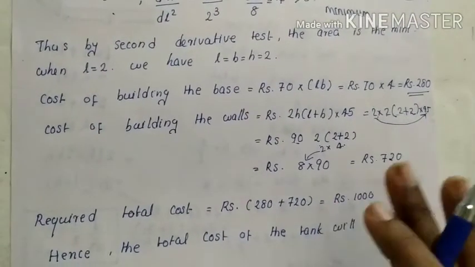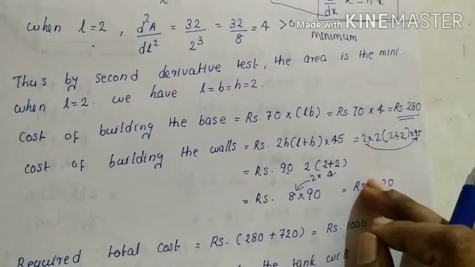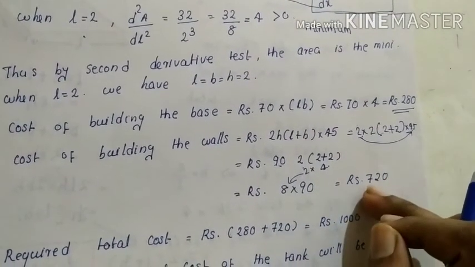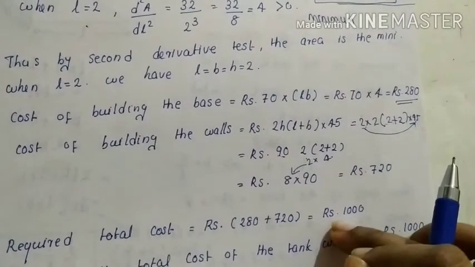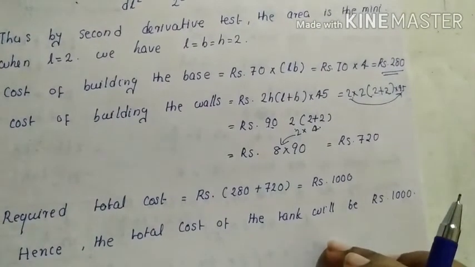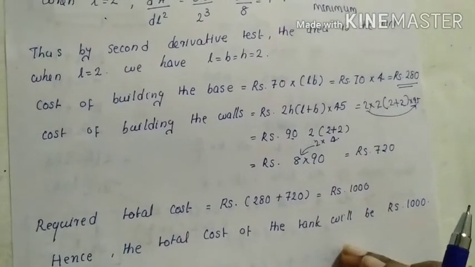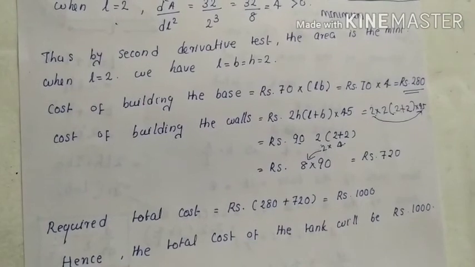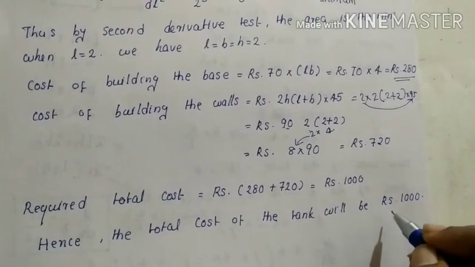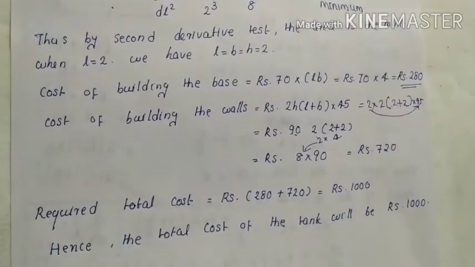Next, the required total cost is obtained by adding the cost of building the base and the walls: rupees 280 plus 720, which equals 1000 rupees. So we can say that the total cost of the tank will be rupees 1000. So rupees 1000 is the cost of the least expensive tank. I hope you understood this question.